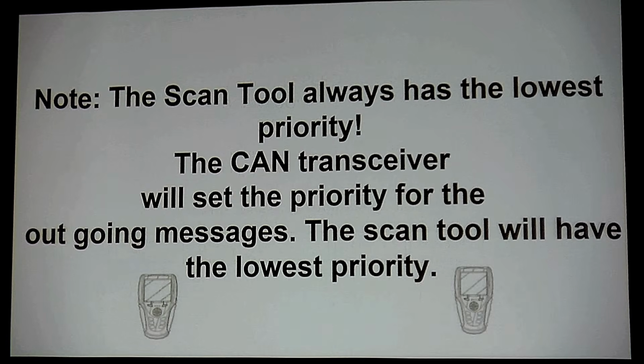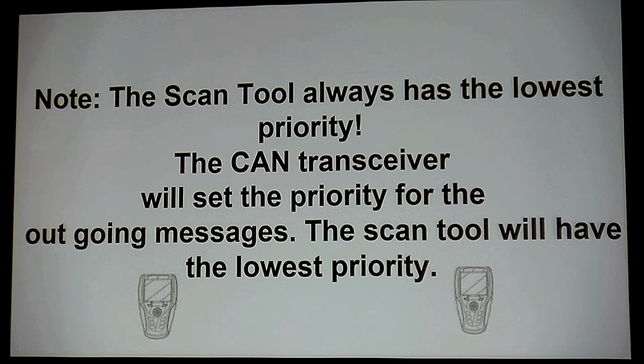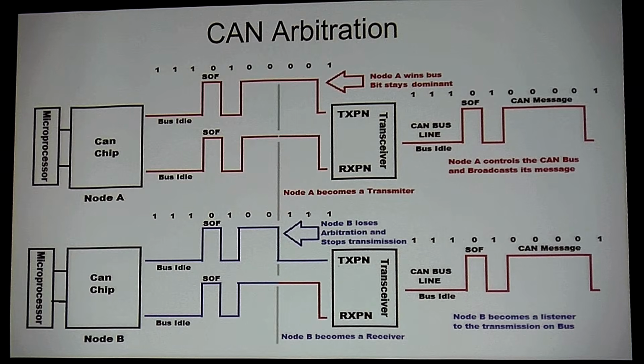And it's prioritized. So the scan tool has the lowest priority. Just remember this. It's always important. We contend for the bus. The way we contend: we have two modules, A and B, and both want to take control of this system. What's going to happen is A is going to come up and we start a frame.